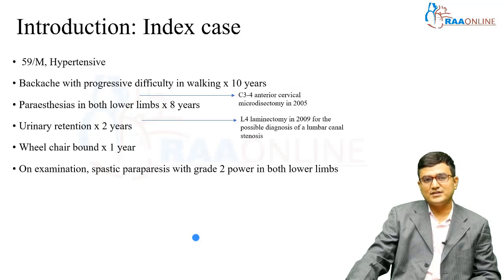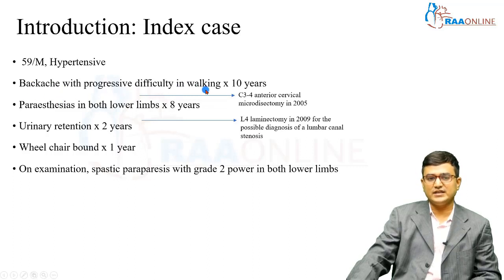So let's try to understand this disease with a short introduction with an index case. A 59-year-old male, a known case of systemic hypertension, presented to us with backache and progressive difficulty in walking for 10 years. He also had paresthesias in both lower limbs for 8 years and subsequently worsened to develop urinary retention in 2 years, and was bed bound or wheelchair bound for the past 1 year.